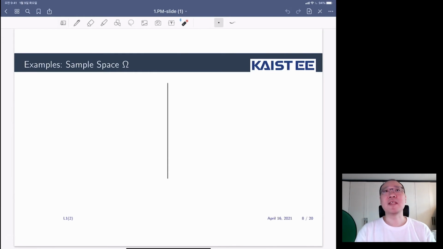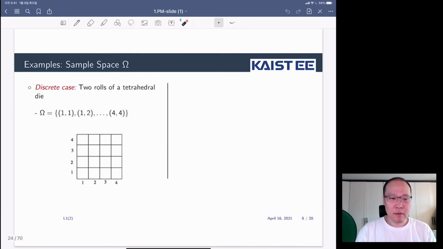So let me give you some examples of the sample space. First, if you think about the discrete case, one good example is two rolls of a tetrahedral die. Tetrahedral means that we have four faces in the die. So the sample space would be, because we have two rolls of the tetrahedral die, from 1 1 and 1 2 and 1 3 up to 4 4. So we have 16 possible outcomes.